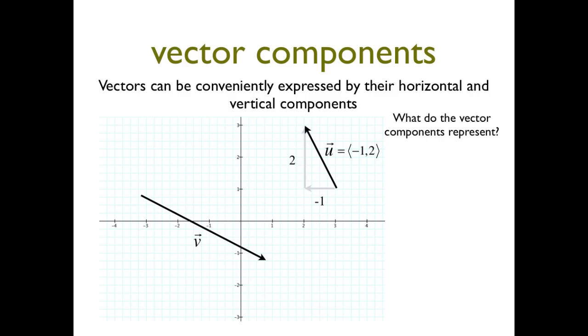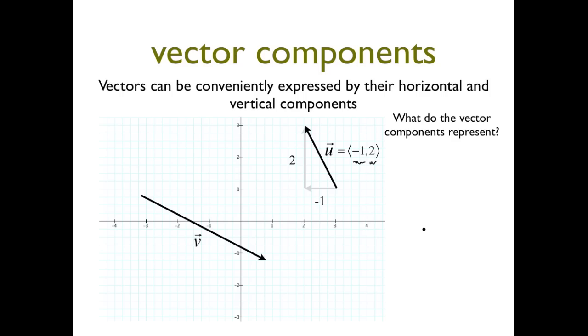Okay, so here's a huge important thing. Looking at the vector u, we have these numbers, -1 and 2. What do those numbers mean for the vector u? This is huge. This is really important. You need to understand what vector components are signifying about the vector.